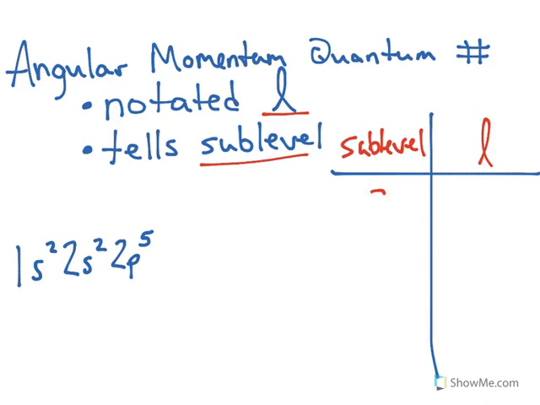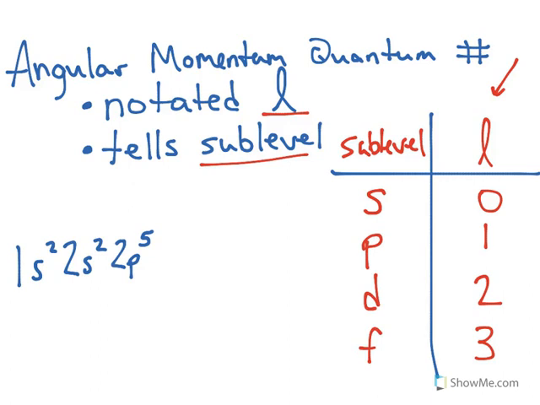So if your electron is located in the S sublevel, we designate that as having an angular momentum quantum number, or an L of 0. If you're in the P sublevel, we give you an angular momentum quantum number of 1. And then this advanced mathematics continues. If you're in the D sublevel, you have an angular momentum quantum number of 2. And if you're in the F sublevel, your L value is 3.